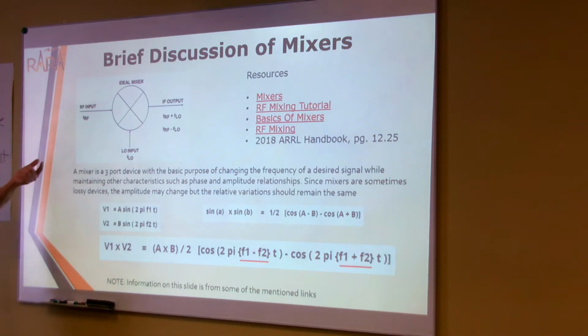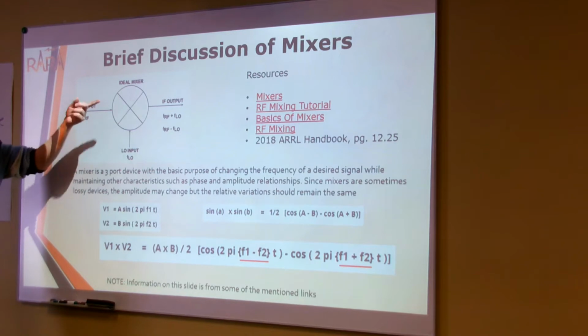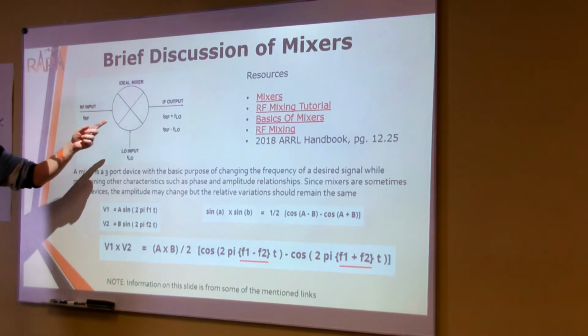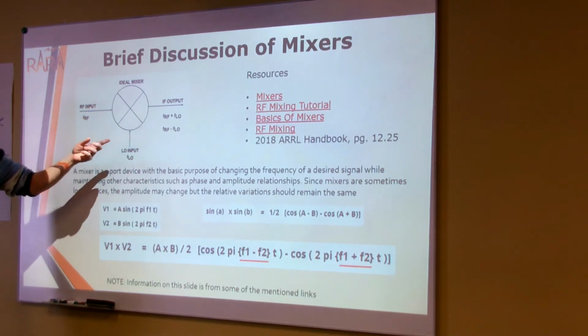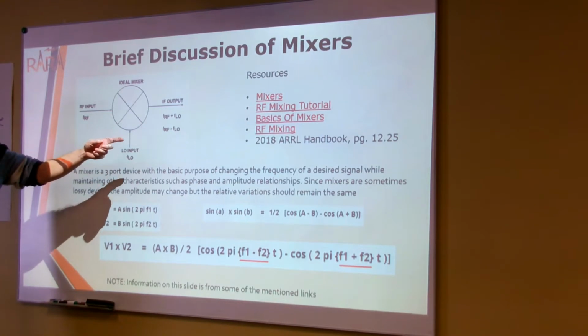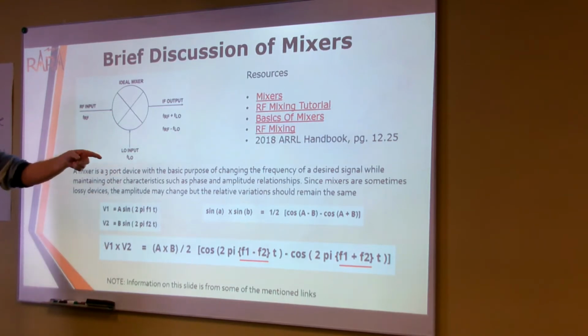So like if I want to get from 7 megahertz to my 74 megahertz IF, I have to mix up. I want to get from the 9 megahertz that was coming out of the crystal filter down to audio. I'm going to mix it with 9 megahertz in a product detector. It's a mixer. And I get audio out. I get 18 megahertz, but I get audio out.